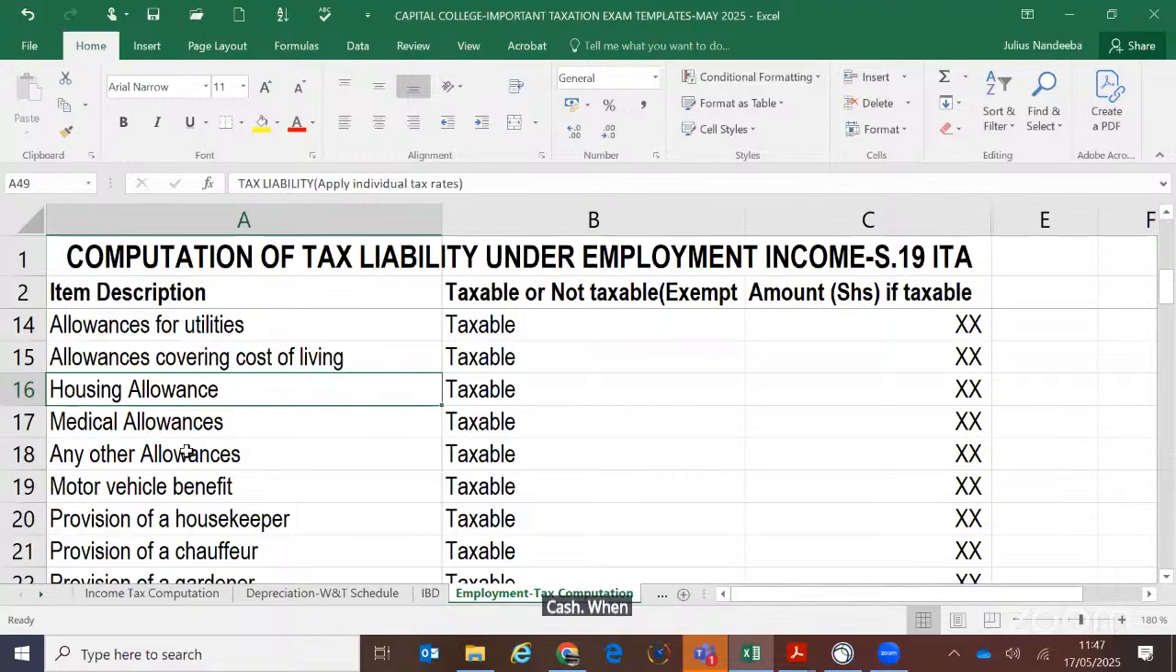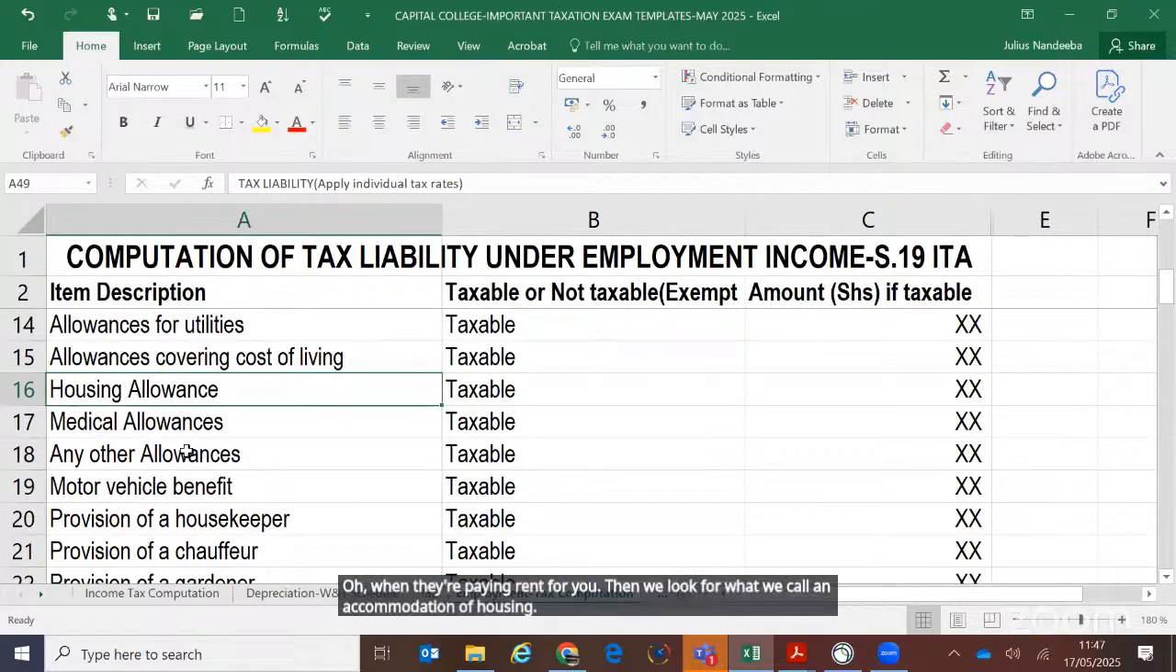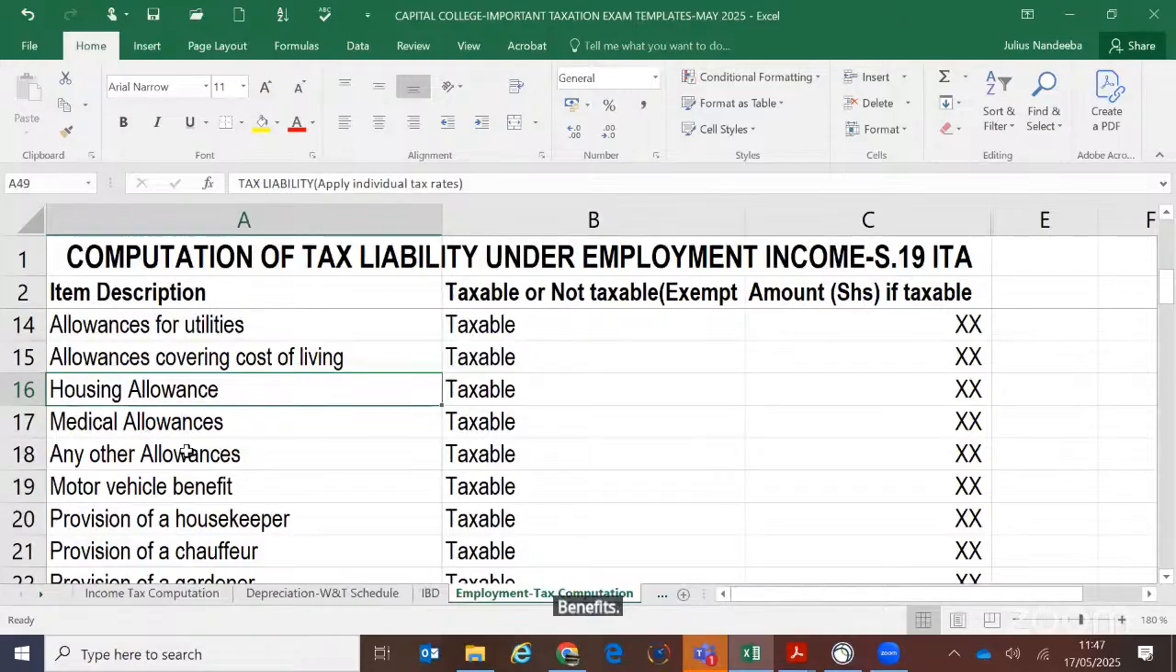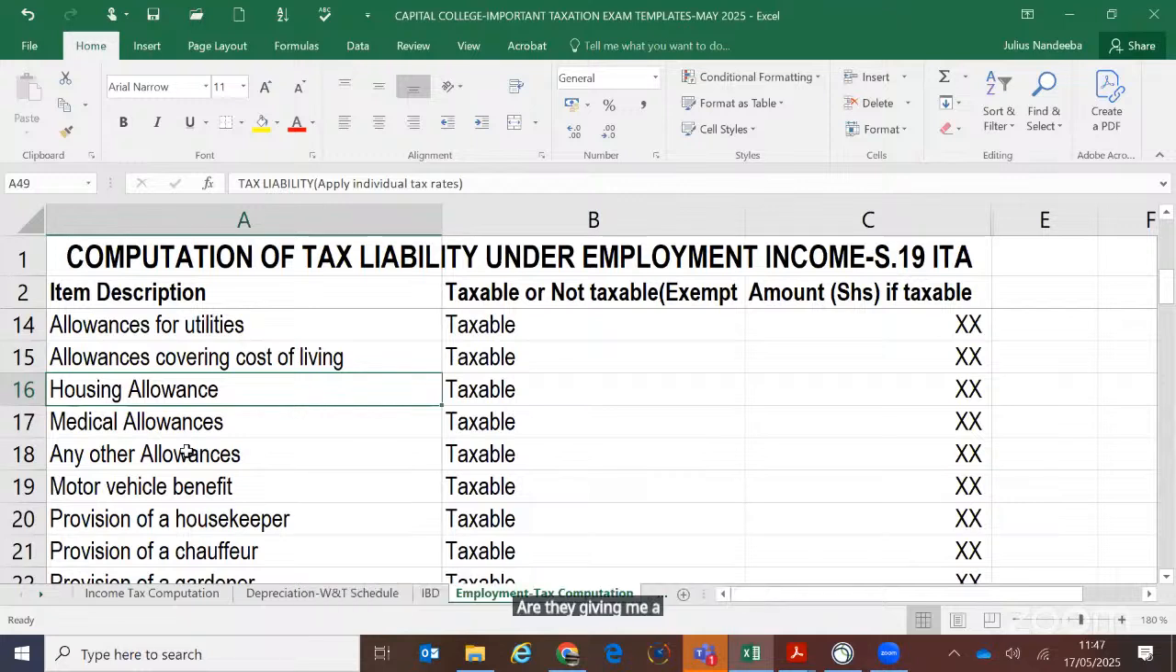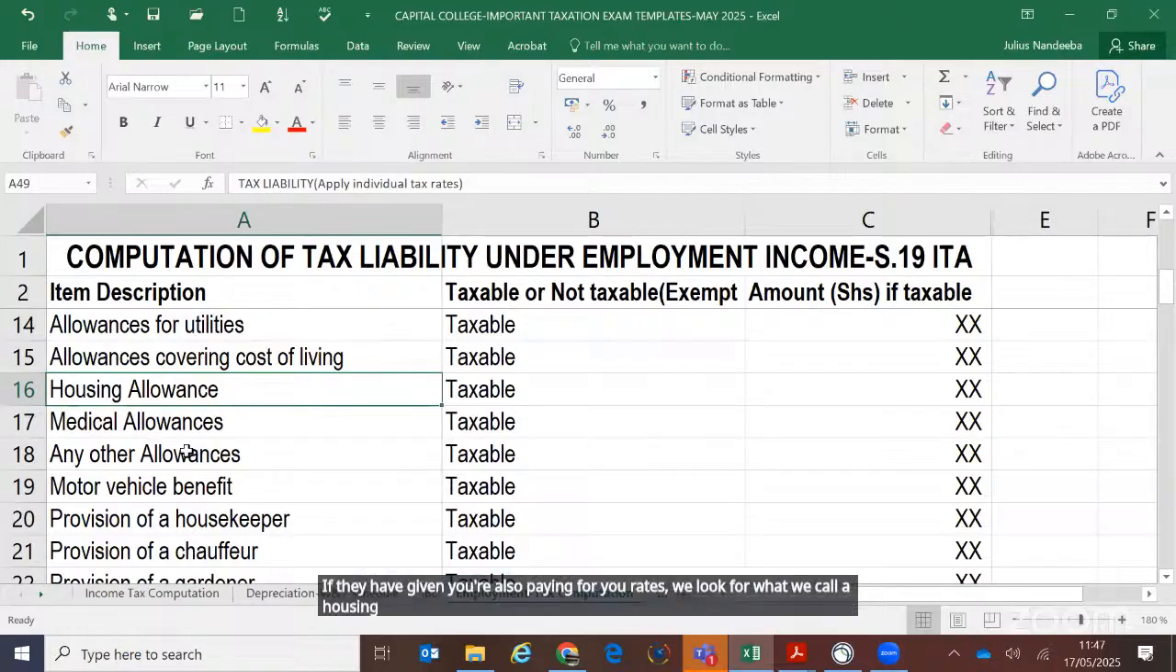When they give you a house, or when they are paying rent for you, then we look for what we call an accommodation or housing benefit. And the formula is going to be the same. So differentiate. Have they given me the money? That is the housing allowance, all of it is taxed. Are they giving me a house or paying rent for me? If they have given you a house or are paying rent for you, we look for what we call a housing benefit. I hope you get the difference.